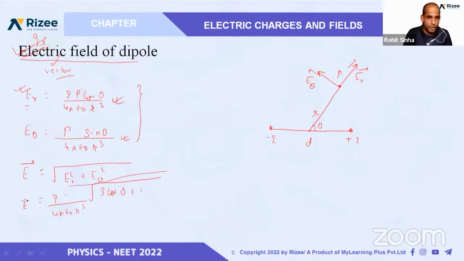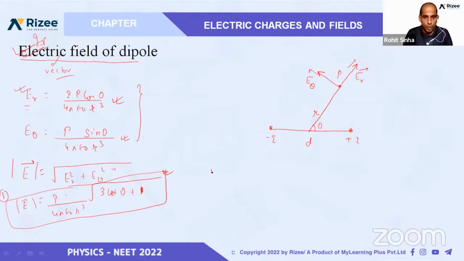We will be using it frequently. Very important formula. Remember this. This is the magnitude of the electric field: p by 4 pi epsilon naught r cube times the square root of 3 cos square theta plus 1. When we put all these values in, we get this formula. So remember this formula first of all.